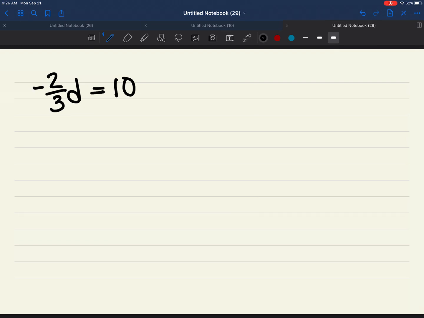Now, Cage, let me ask you this. What are you trying to get by itself? D. Okay. And you have a fraction. How can you get rid of that fraction? Does it say negative 2/3 plus d? Oh, you divide it. Okay, divide it, but dividing by a fraction is the same as multiplying by its reciprocal.